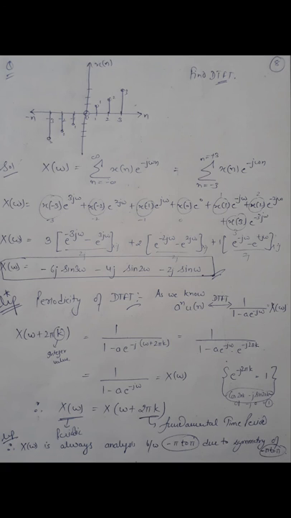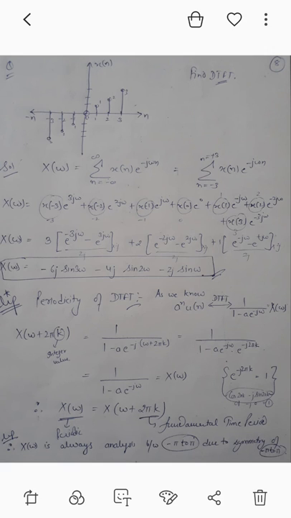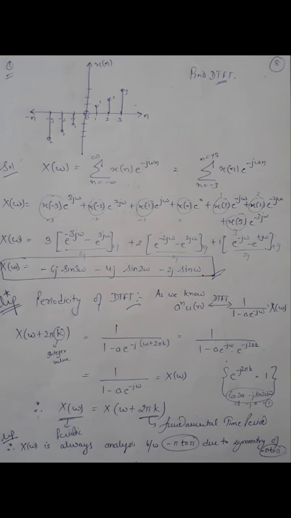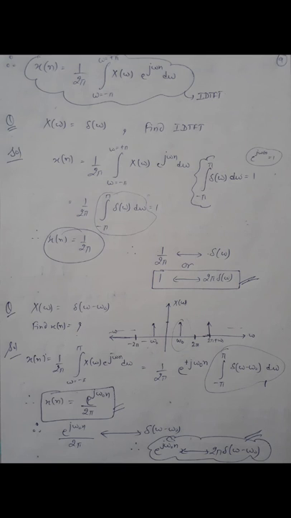This shows that X(ω) equals X(ω + 2πk), so X(ω) is a periodic signal, and the fundamental period is 2π. X(ω) is always analyzed between minus π to π due to the symmetry, and the complete period is 2π. That's why, while calculating the inverse DTFT, we have the formula 1 by 2π, integral of X(ω) from minus π to π, e^(jωn) dω.